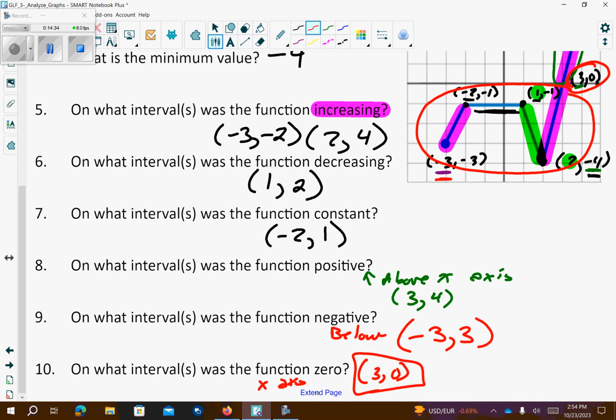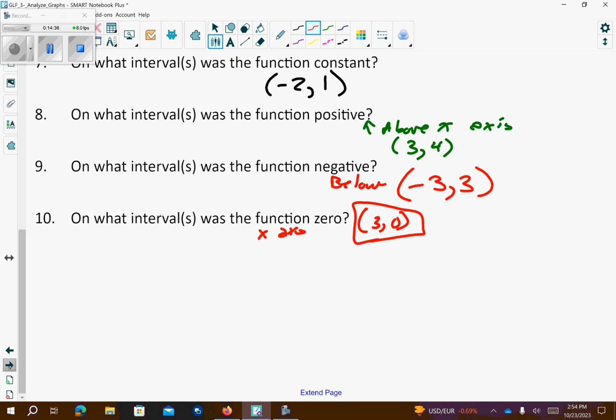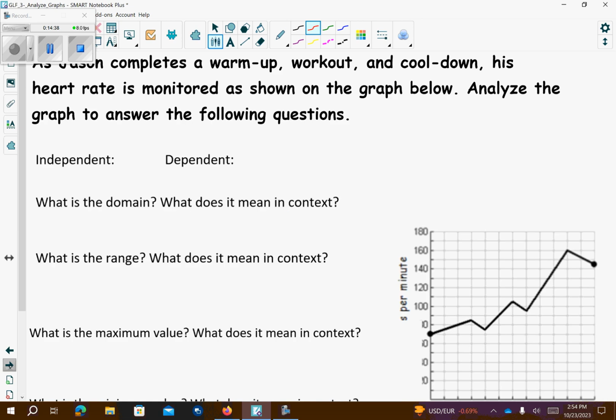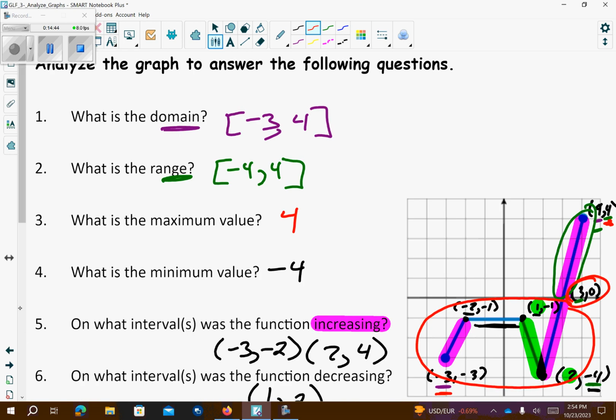Do I have more on this page? Nope. All right, so just make sure my numbering on here was off a little bit, but you should be able to catch on.